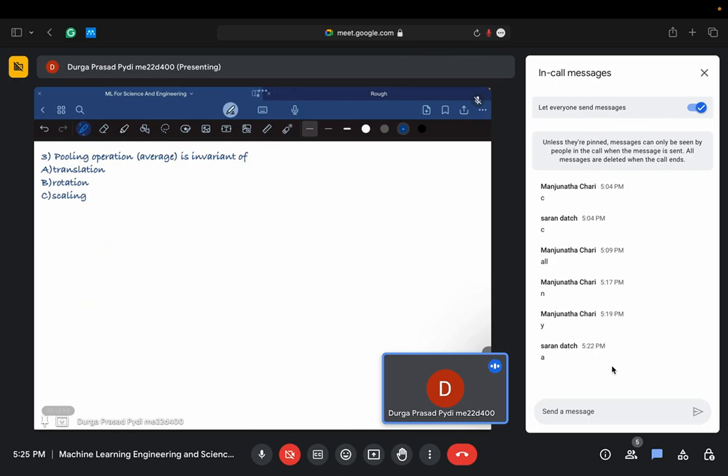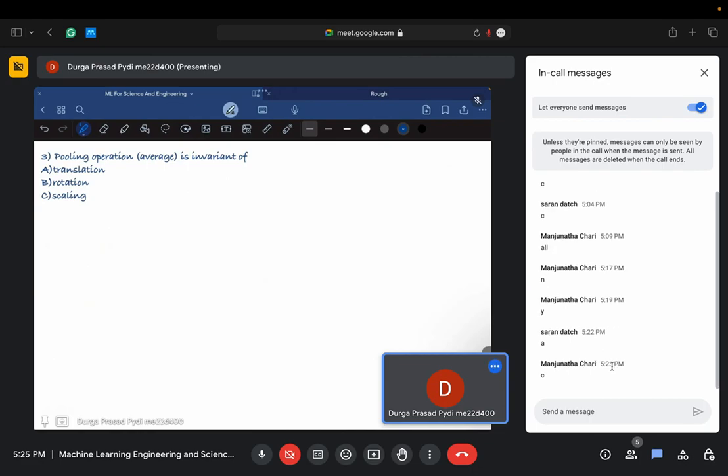Okay, now the convolution operation is done. So let's talk about the pooling operation. What do you think the pooling operation is invariant of? What happens in the pooling operation? I'm just saying it's not max pooling, it's average pooling. Instead of max pooling, I'm using average pooling. So if my kernel is 2 by 2, whatever is overlapping in that 2 by 2, I'll take the sum of all of them and then take an average. Okay, one answer is scaling, so it is invariant of scaling.